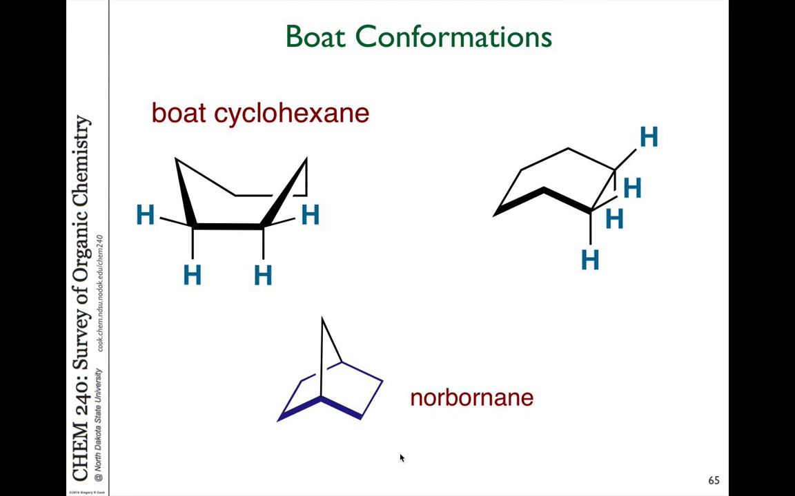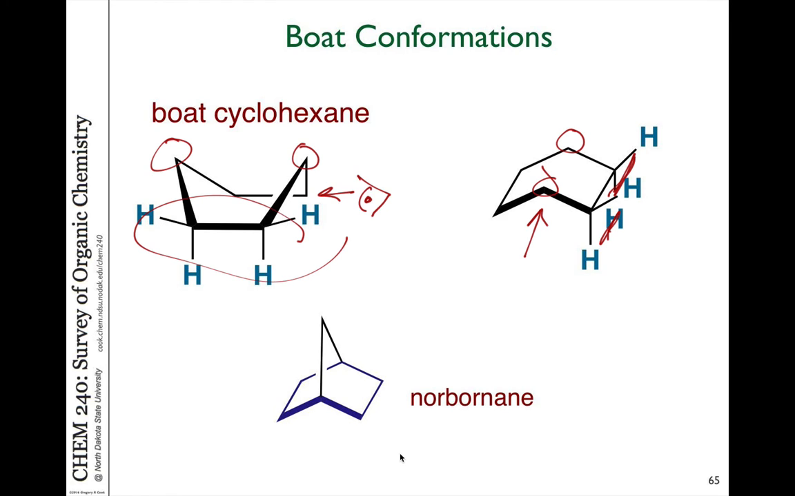We can look at it from the side where we can clearly see this boat-like shape, and because of that some of the bonds are eclipsing, so it is a higher energy conformation. If we look at this from this view, so if our eyeball's here and we look down this view, we see this up and this up, that would be here and here. We can see those eclipsing interactions from the hydrogens that are on the sides. So that's the boat conformation.